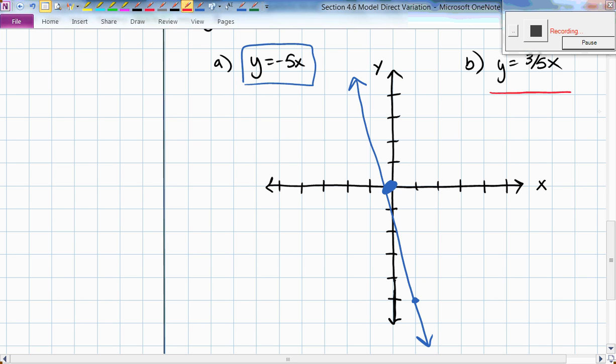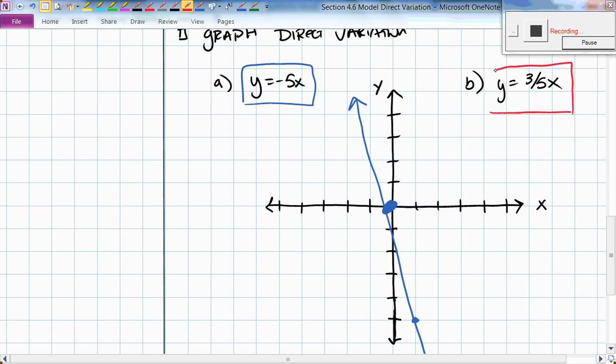Okay, this one, y equals 3/5 x. We'll do this one in a different color so you can see. What is the y-intercept of y equals 3/5 x? 0. So a big dot right there. So I'll put another big dot right here. Now, what's the slope from that point? Up 3/5. 1, 2, 3. 1, 2, 3, 4, 5. Put a dot there, and let's see if I can do a much better job of drawing this one. There we go. Okay, both of those lines are direct variation.